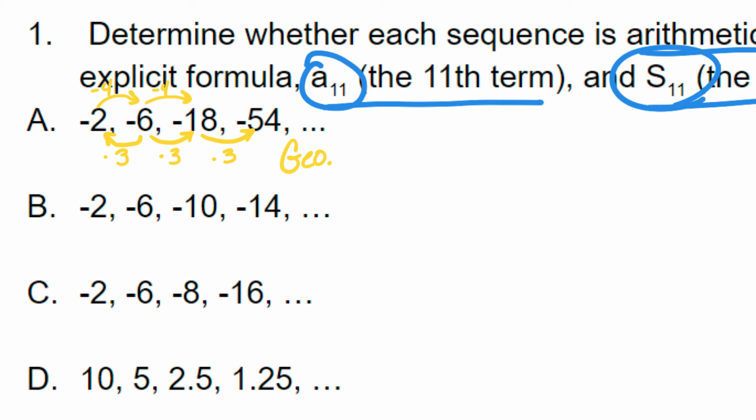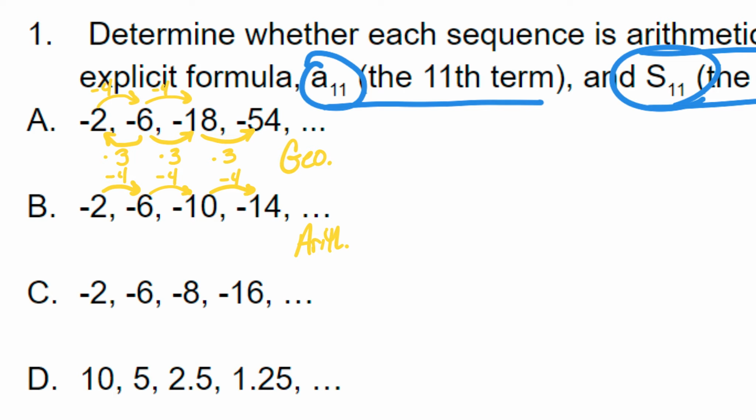Let's go ahead and just finish out all of these. Letter B, excuse me. We subtract 4 to get to -6, which rings true to the next one, which rings true to the next one. So we have an arithmetic for this one. We've got an arithmetic sequence for this one.